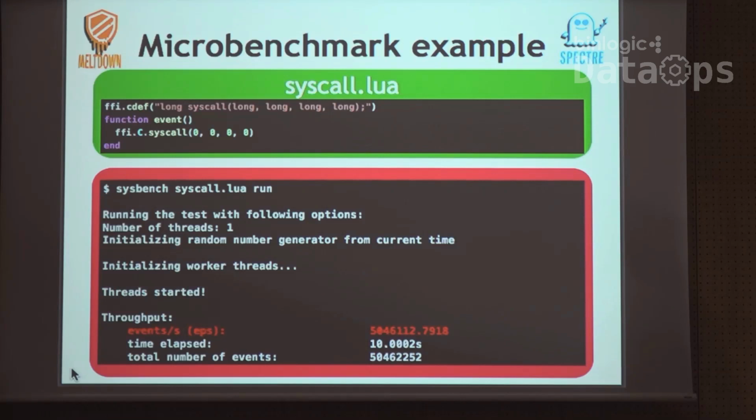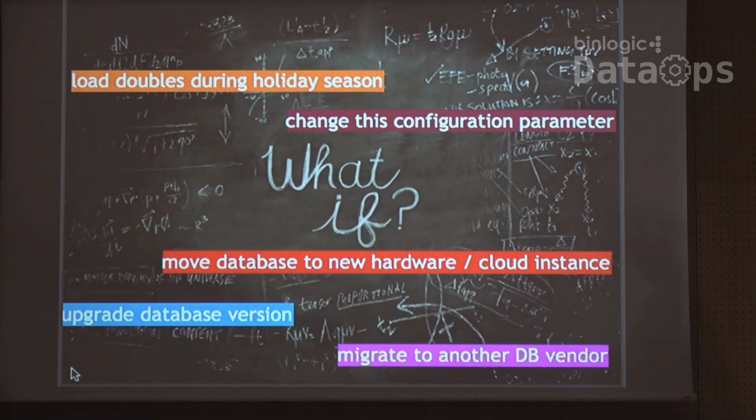And on this system, when I was running this benchmark, it could do about 5 million system calls per second. And that was on a system without Spectre and Meltdown mitigations applied. If I was doing it on a system with those mitigations applied, I could probably see something like 2.5 million system calls per second. So impact can be huge, and you can run a micro benchmark with Sysbench to measure it.